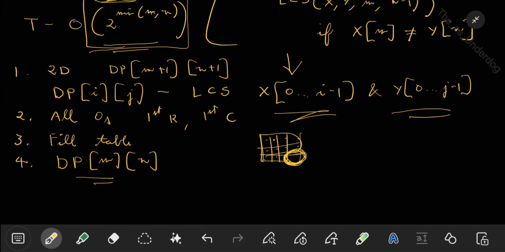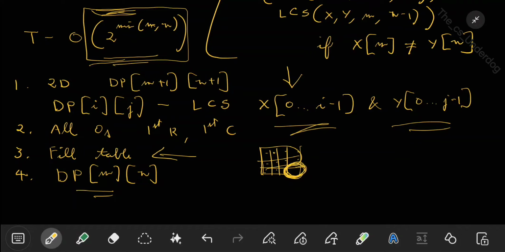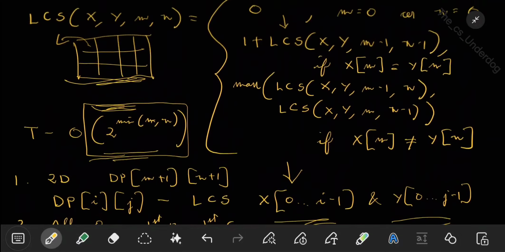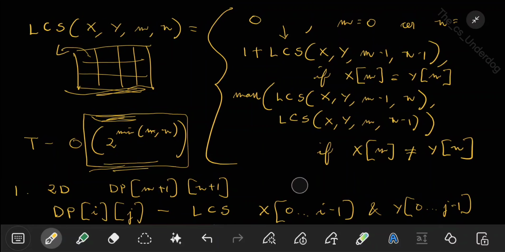So let us try to understand how to fill the table. What is the rule used to fill the table? I want you to keep this in mind: whatever recurrence relation we had written, we are going to convert into matrix form in order to fill the table. So instead of this recurrence relation, I am going to write it as a matrix. That is, instead of recurrence, we'll be trying to fill blocks of the matrix.